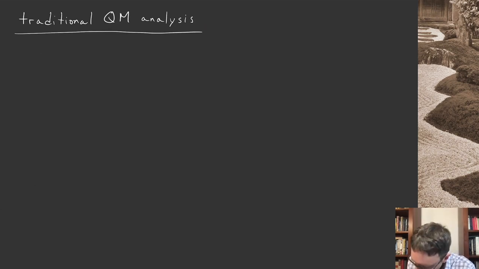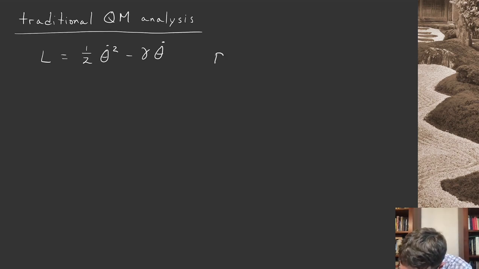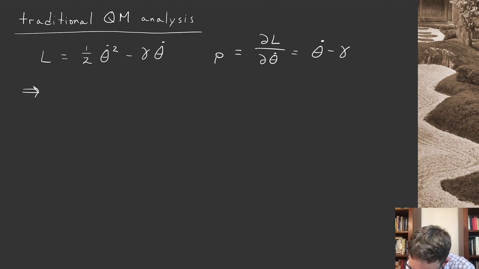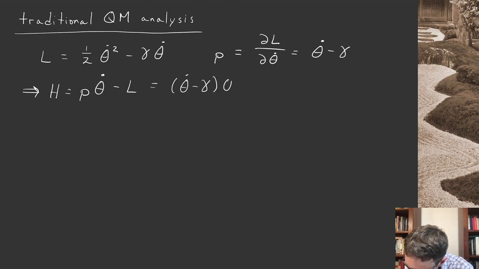So we had our Lagrangian, 1 half theta dot squared minus gamma theta dot, and we need a Hamiltonian. So let's see how that works. We've got a conjugate momentum P, which is dL d theta dot. That's nothing but theta dot minus gamma. And so our Hamiltonian, which is P theta dot minus L, is theta dot minus gamma times theta dot, minus 1 half theta dot squared plus gamma theta dot.